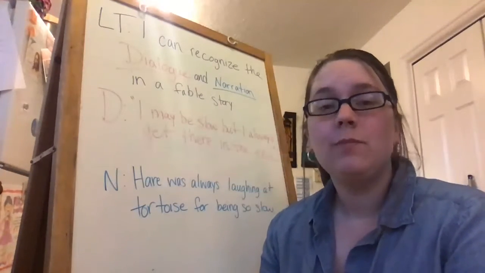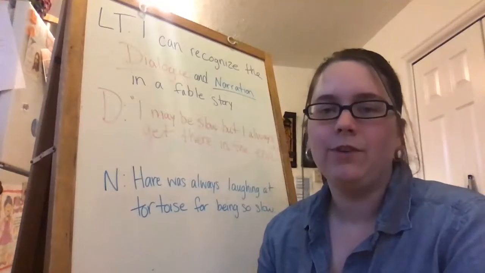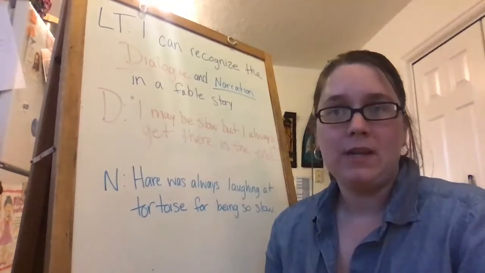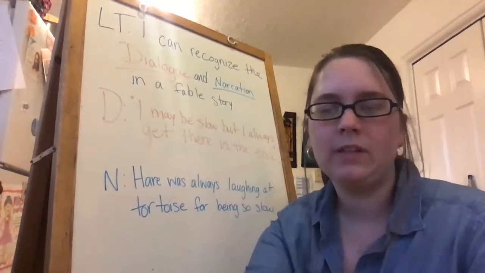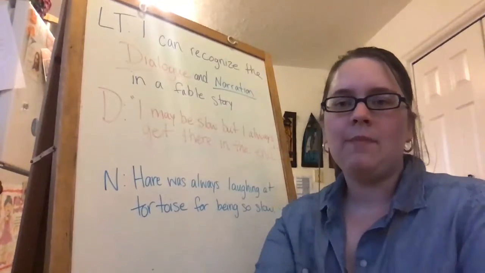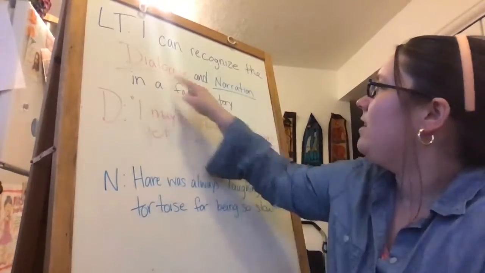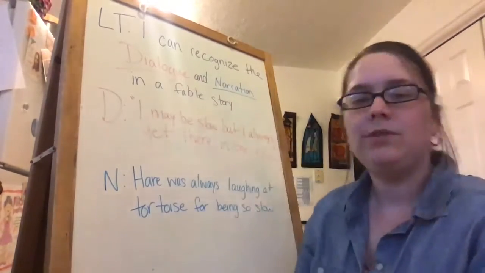Now, you might have heard the term monologue, and I threw that in there for you too. A monologue is when one character is on stage speaking by themselves. Okay? So our learning target today is I can recognize dialogue and narration in a fable story.